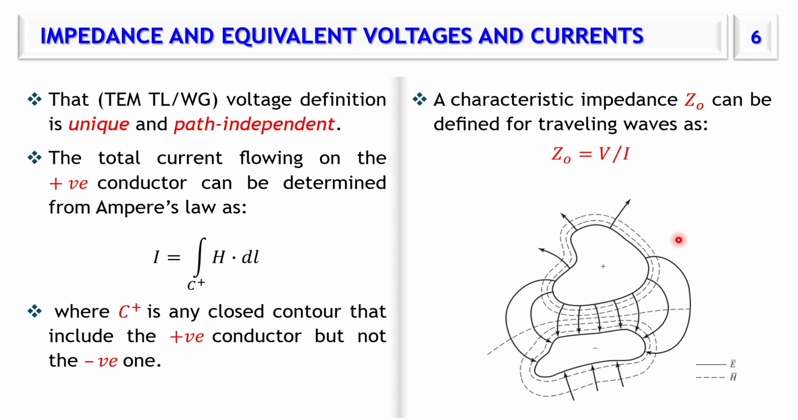So the case of a TEM mode on a waveguide like a coaxial waveguide, or on a transmission line like the strip line or parallel lines or any other transmission line, is a well-defined case, and we have a clear definition for voltage, current, and impedance.